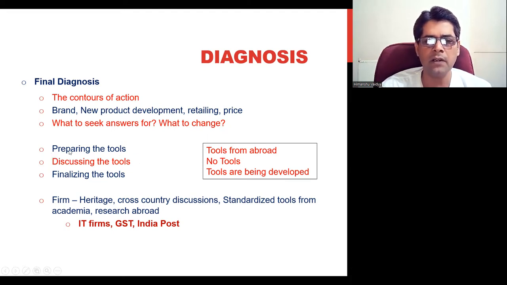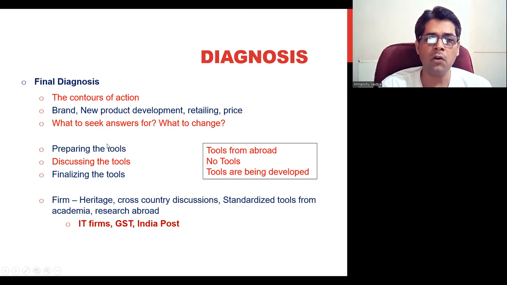We discuss the tools, and these tools may be questionnaires, focus group discussion guides, in-depth interview guides. It may be instruments to measure dimensions in a quality control setting. It may be tools to guide documentation in an ISO setup. It may be tools to be used in training, whatever be the type of assignment. We start preparing the tools to be used and finalize the tools.